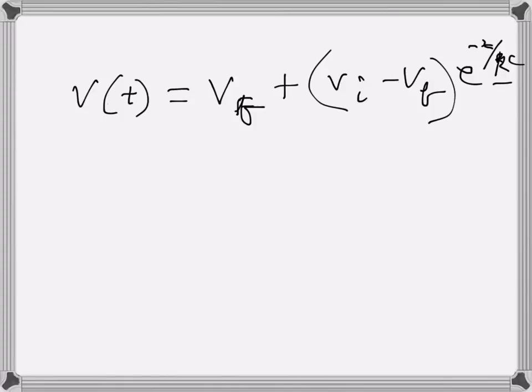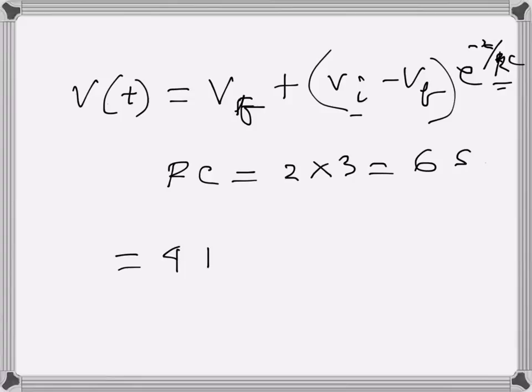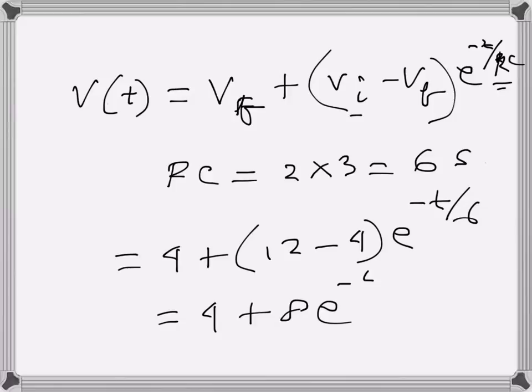So t over RC, here R is the resistance through which it will discharge, and C is of course the capacitance value of the capacitor. So RC here is, R is 2 and C is 3, so RC will be 6 seconds. And V final is 4 and V initial is 12, so this is 4 plus 12 minus 4 e to the power minus t over 6, so that will be 4 plus 8 e to the power minus t over 6 volts. So that will be the expression of the voltage across the capacitor.